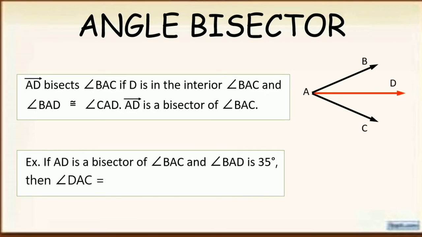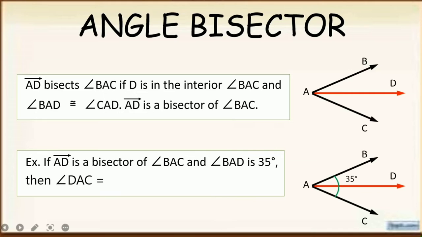So for example, if ray AD is a bisector of angle BAC and angle BAD is 35 degrees, then angle DAC is equal to what? So 35 degrees din po siya. Kasi kapag may angle bisector po tayo, magkakaroon tayo ng dalawang congruent angles.